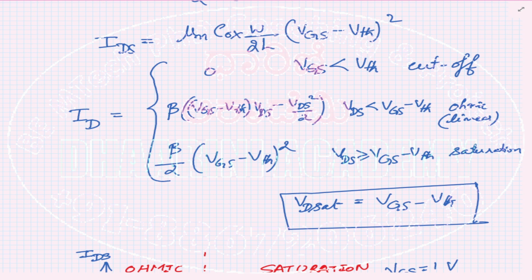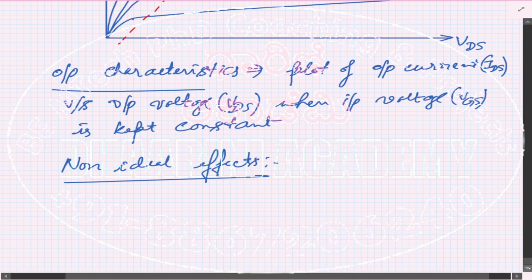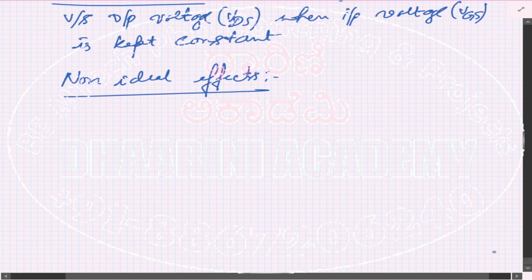Particularly in the linear and the saturation region, we have neglected some of the physical or practical effects. Those practical effects are called non-ideal effects. Ideal means it's not practical. You just ideally think about something, and that's why you wrote an equation. Now we come to the practical scenario where we need to add a few more terms to the equations, considering the non-ideal or practical situation. So the first effect is called velocity saturation.